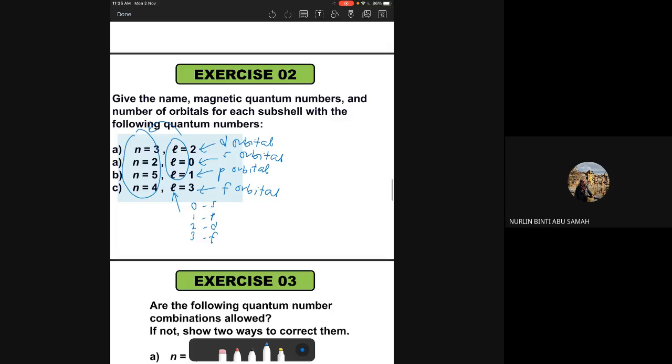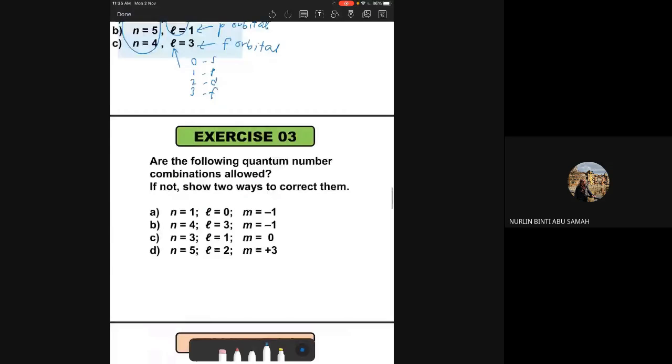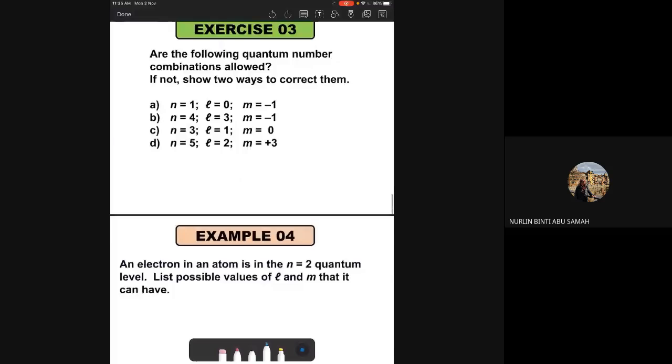Okay, now exercise 3. Saya akan go through je. Kalau kamu suruh stop, saya stop.